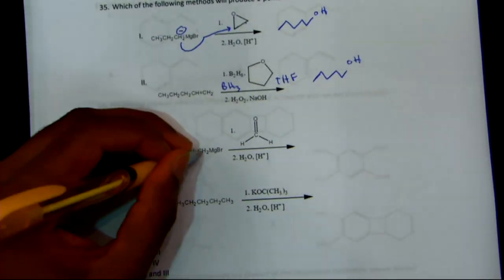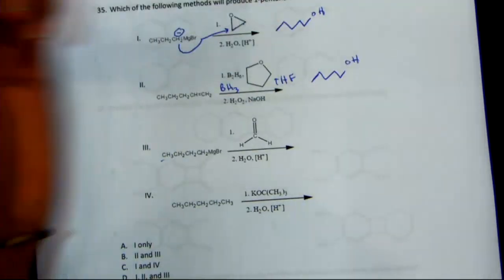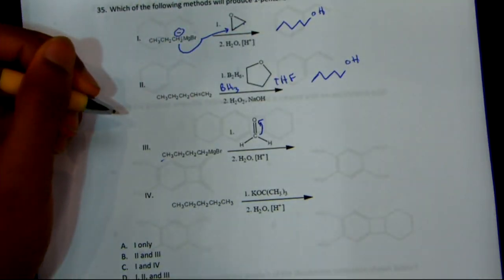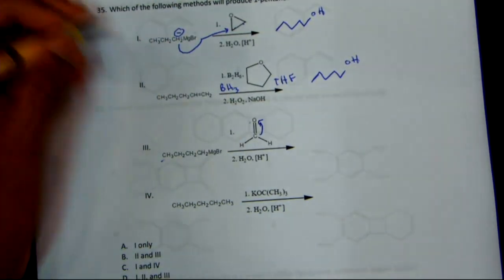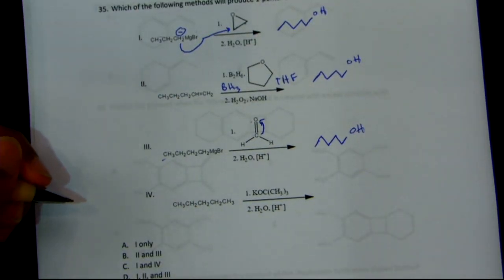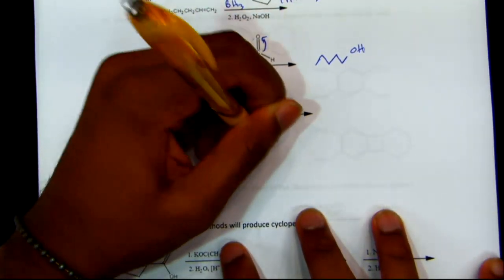And same with Grignard. 4 carbons right here added to this carbon, making 5 carbons. Grignard will force this up. Then I have an acidic workup, which will protonate that negative charge. So once again, would you look at that? We have 3-pentanol, 1-pentanols.